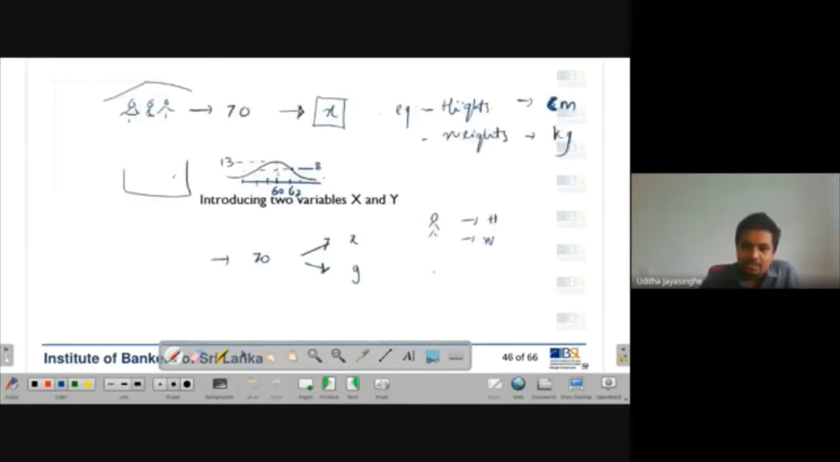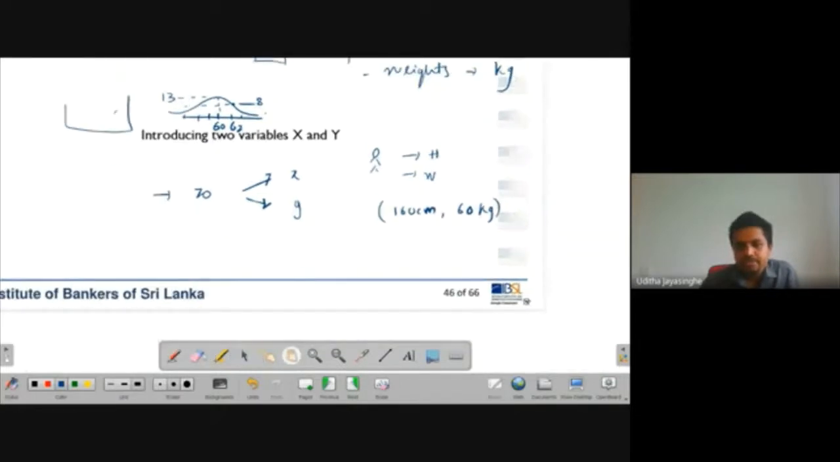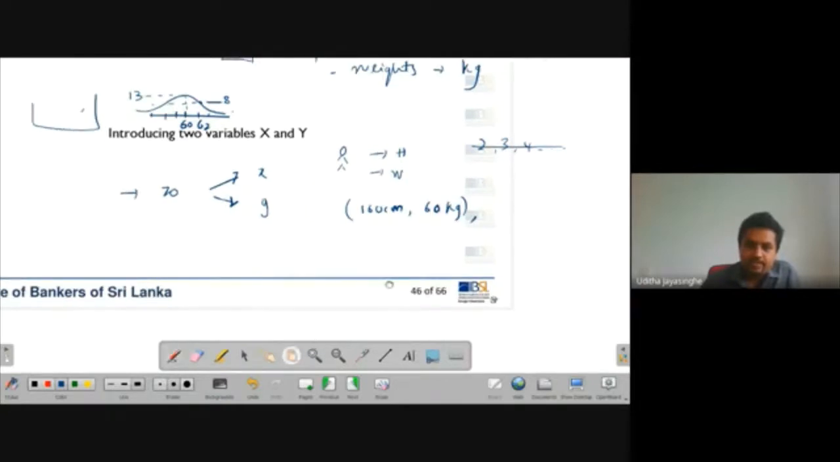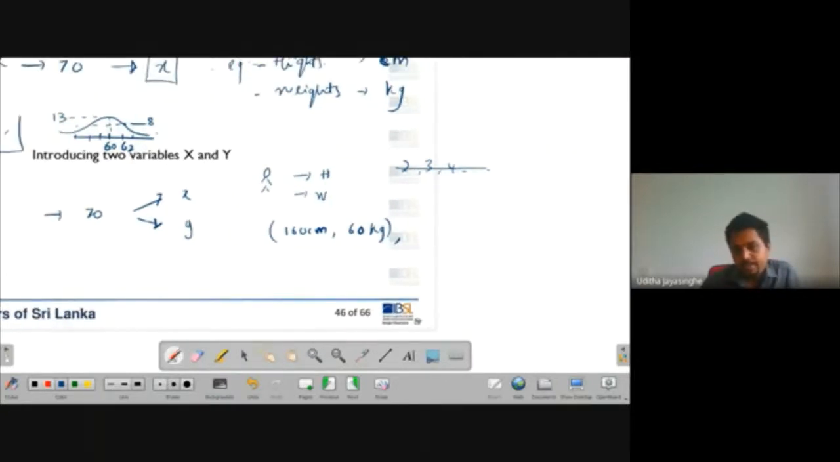Now, for one particular student, how can you write it then? Height something like, let's say, 160 centimeters, comma, weight as 60 kilograms. For another student, all this time we were writing something like 2, 3, 4, 5, likewise. It's not the case now. You have to write like this. Why? We are bringing in more than one variable. Next student, 161 centimeters, 58 kilograms. See, same student, two variables.